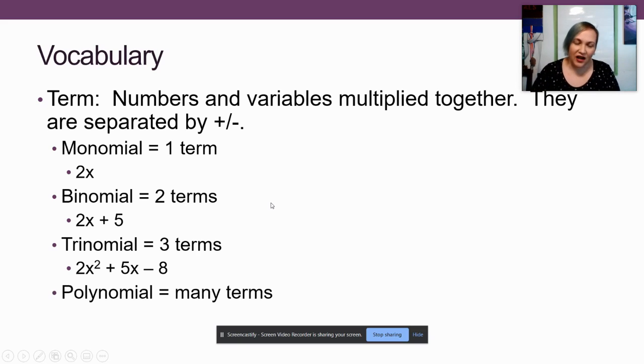Anything that has more than three terms, we just group all under the word polynomial. Poly means many, so this means it has many terms. We don't have any special words for anything bigger than three, so you can just use the word polynomial for that. Here's an example of a polynomial with four terms.